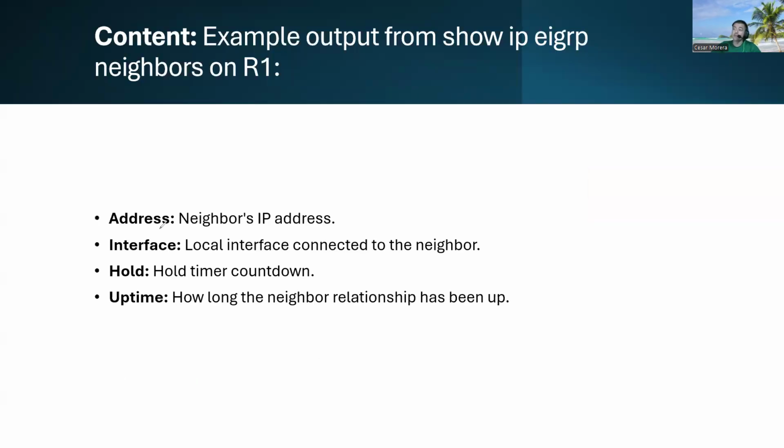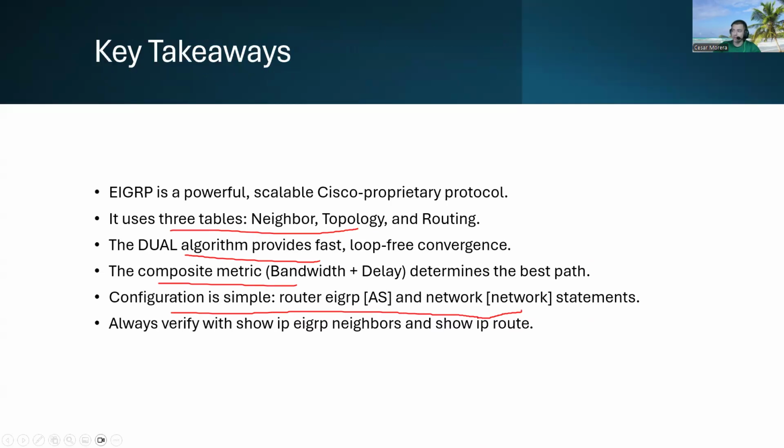Next one we have, the important is the neighbor's IP address, the local interface connected to the neighbor, the hold timer countdown, and how long the neighbor relationship has been up. And finally, we have the last one. Let me just clear the board for a moment. And this is what we have there.